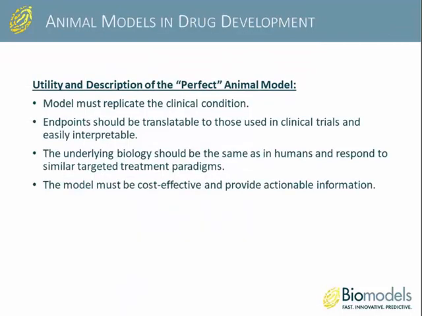So at Biomodels, we have certain criteria when developing or validating animal models that we aim to meet to provide to our clients. And so the first thing we want to see is whether the model can replicate the clinical condition. We also need to show that endpoints should be translatable to those in the clinical trials and easily interpretable. We also like to show that the underlying biology should be the same as humans and respond to similar targeted treatment paradigms. And finally, we like to show that the model is cost-effective and can provide actionable information.